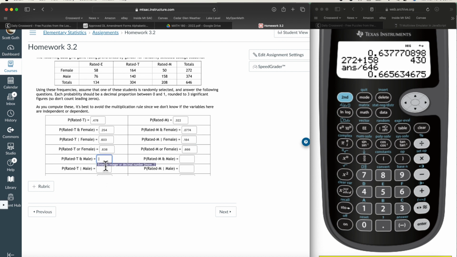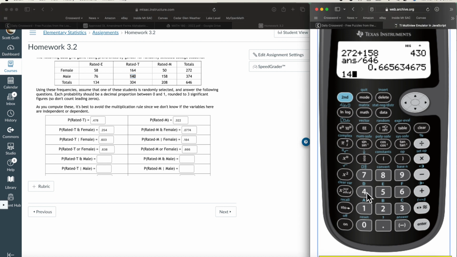Okay, and rated T and male. Well, here, that's only 140 people that are in rated T and male. So it's going to be 140 divided by this total of 646. Okay, so that's 0.217.